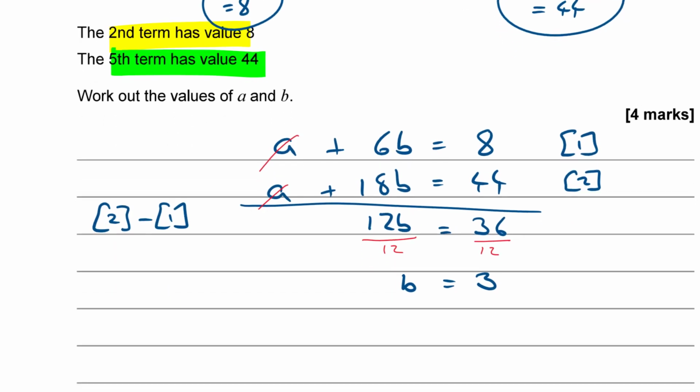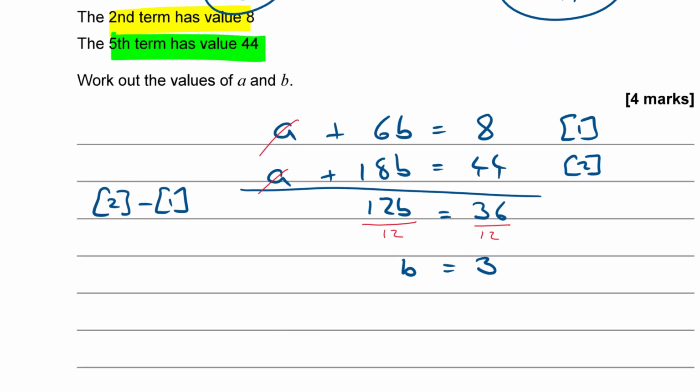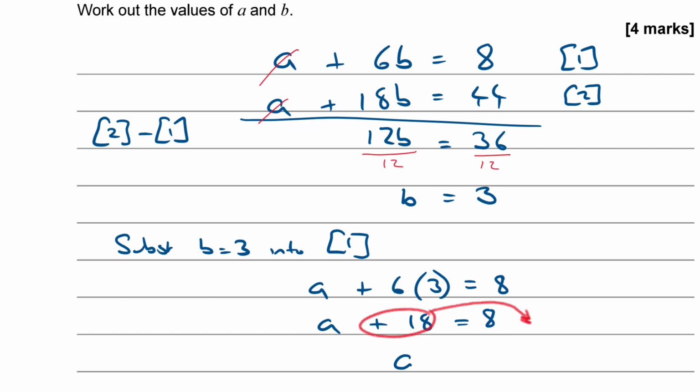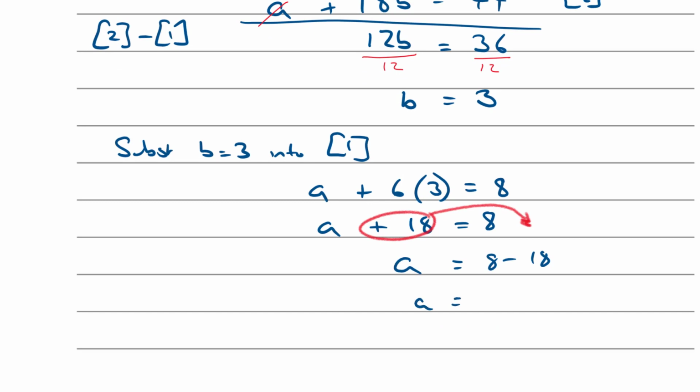Okay, now I've got B, I can work out A, can't I? So let's sub that back in. So then substitute B is equal to 3 into, could be either one. I'm going to go for the simple one. I'm going to go for equation 1. So substitute B is equal to 3 back into equation 1. That tells me that A plus 6 lots of 3 is equal to 8. Well, that is A plus 6 3s is 18. A plus 18 is 8. Change sides, or subtract 18 from both sides, whichever way you want to think about it. A is going to be 8 subtract 18, which is negative 10, isn't it?